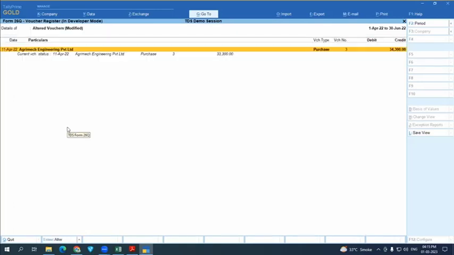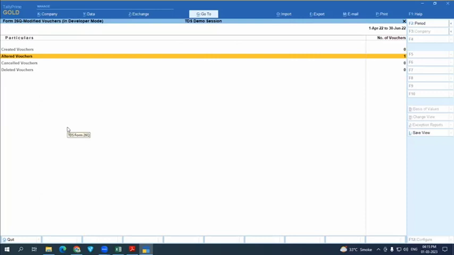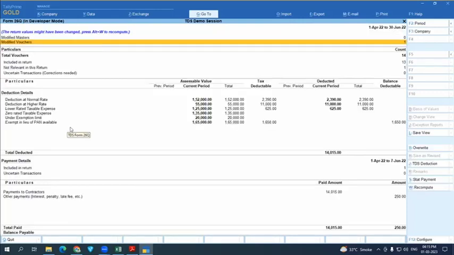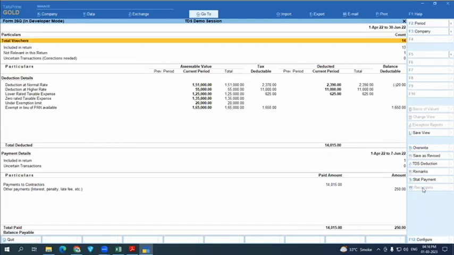So what is altered? If I want to just recalculate my return, on the right side is the button, Recompute, Alt W. If I press Alt W, then only Tally considers those changes in my return. And then again, you can upload a revise return or override the return. So here, on the right side, the override option is there.